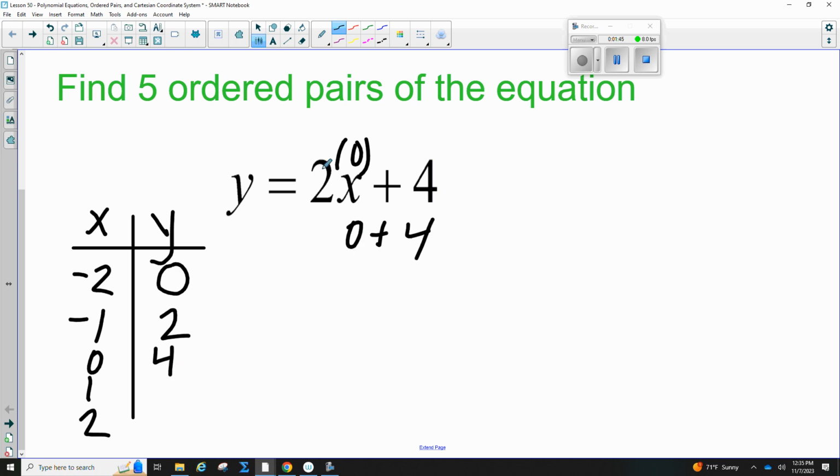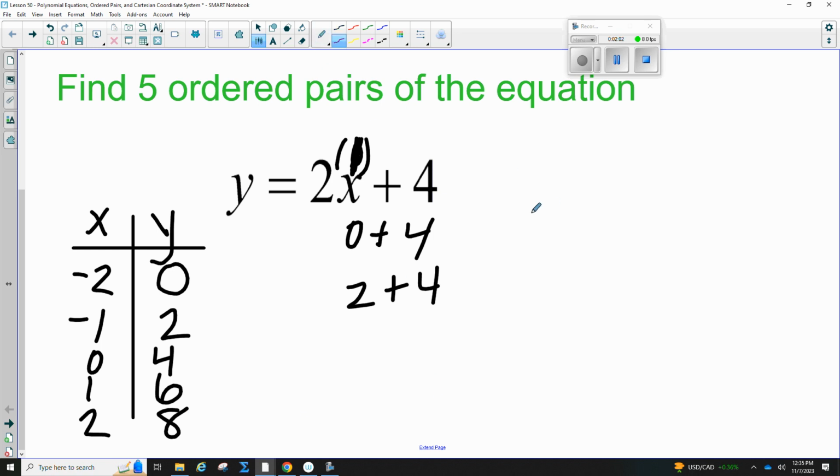Now I'm going to plug in 1. What's 2 times 1? Plus 4. What's 2 plus 4? Does anyone notice a pattern? Neat. You could also plug in 2 and get 8. So it's list 5 ordered pairs.